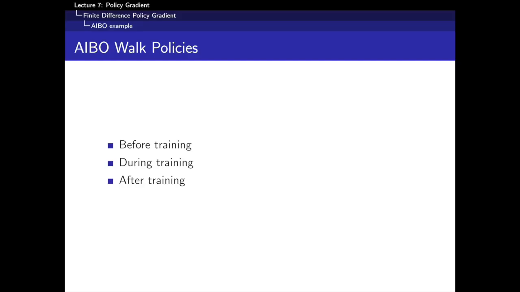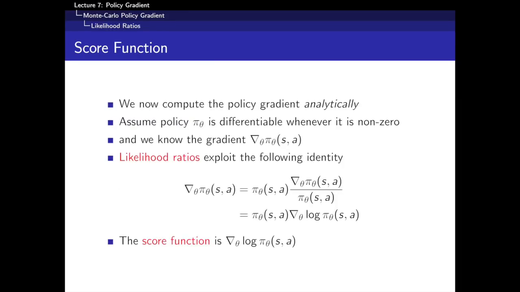Okay, so we'll start with the simplest approaches, no value functions yet. That's the Monte Carlo approaches, and then we'll come back and bring value functions back into the picture. Okay, so we're going to compute the policy gradient analytically, and what we're going to assume is that our policy is differentiable. It doesn't technically have to be differentiable everywhere, it only has to be differentiable when it's actually picking actions.